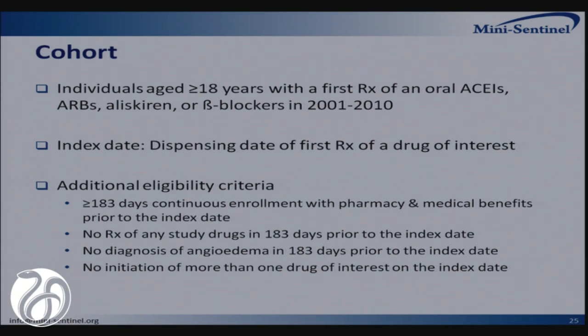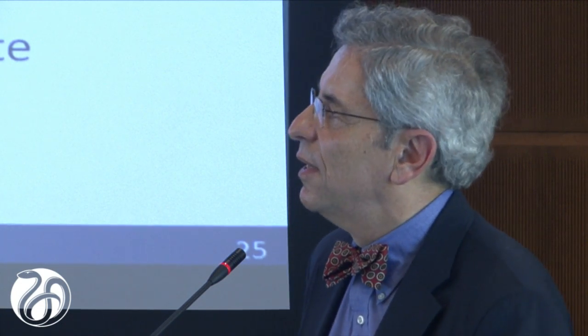The index date is the first dispensing, and the additional eligibility criteria are here, which is we have to know something about your history. We have to know that you haven't had angioedema in the past 6 months. We have to know that you haven't had any of these other drugs of interest. We have to know that you aren't getting 2 of these drugs, which means we have to be confident we know what your medical history's been for the past 6 months, which means we have to be confident we know essentially all the medically attended care you've received.